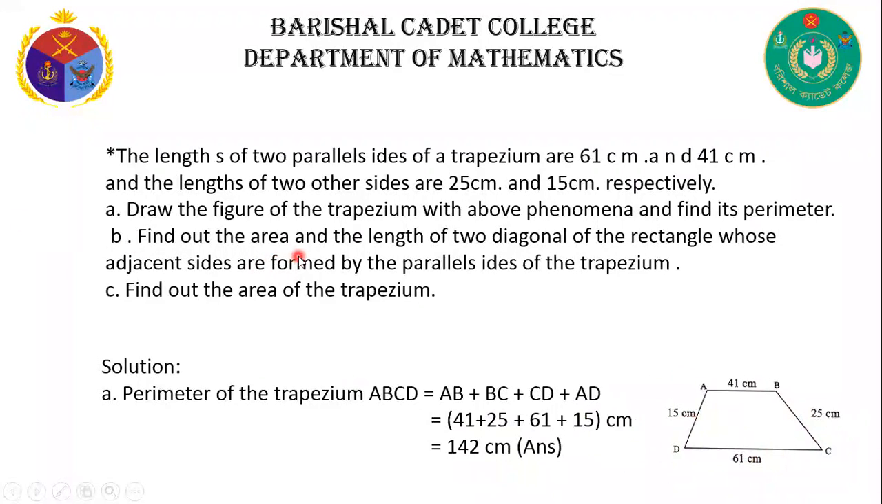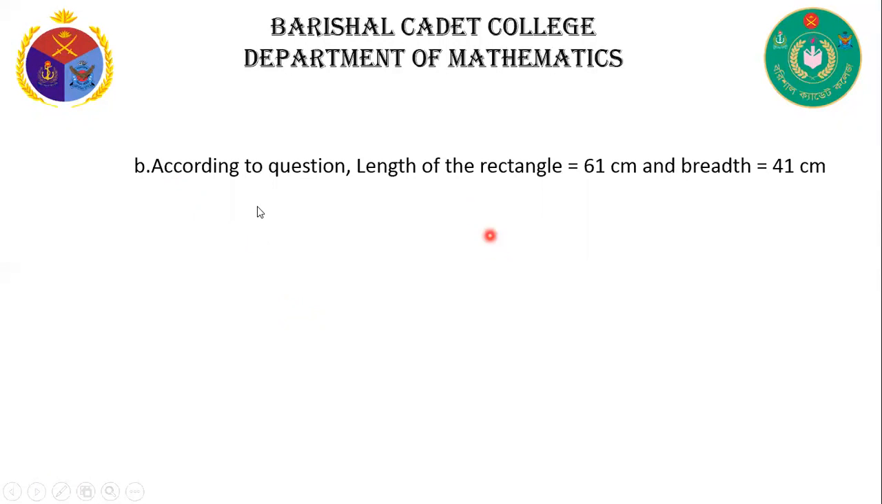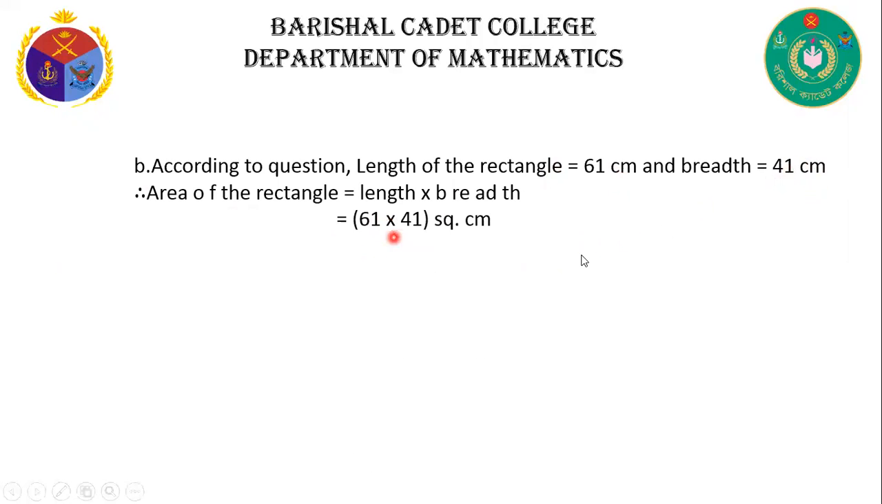Now find out the area and the length of the two diagonals of the rectangle whose adjacent sides are formed by the parallel sides of the trapezium. According to the question, the length of the rectangle is 61 centimeter and the breadth is 41 centimeter. So the area of the rectangle: we know area of the rectangle is equal to length into breadth. Here given length 61 and breadth 41. Now putting these values, we can write 61 into 41. That means 2501 square centimeter.